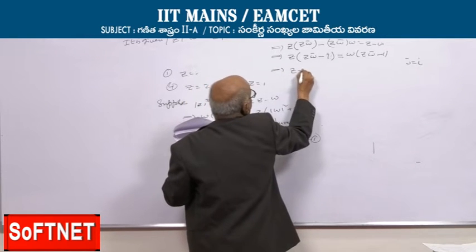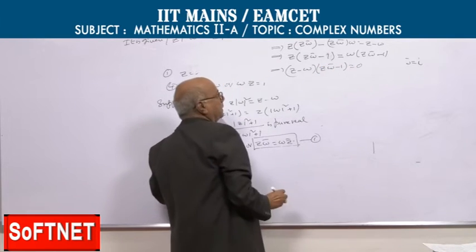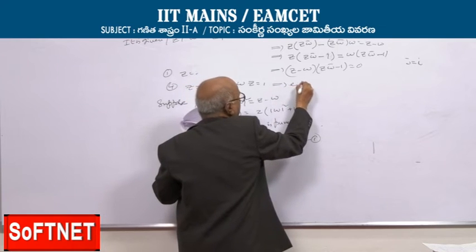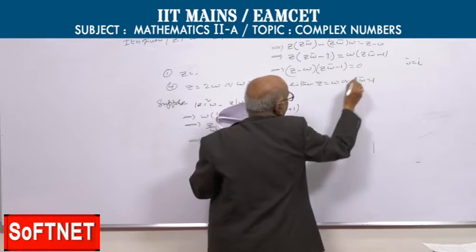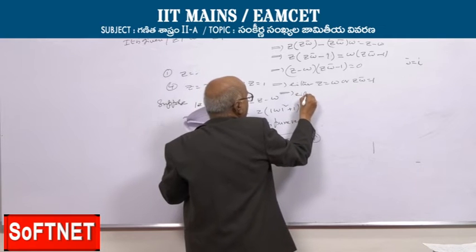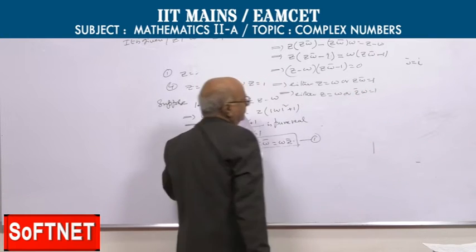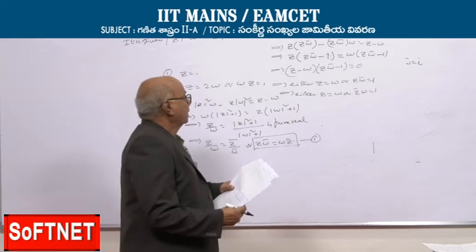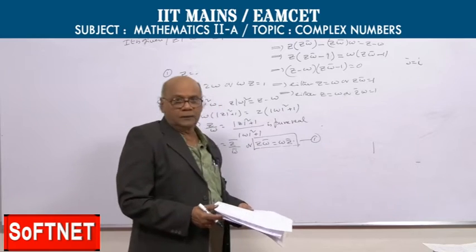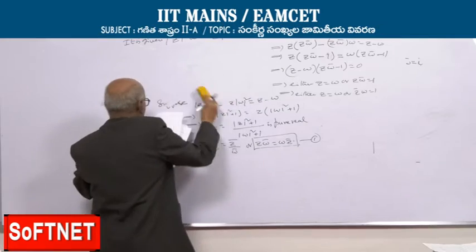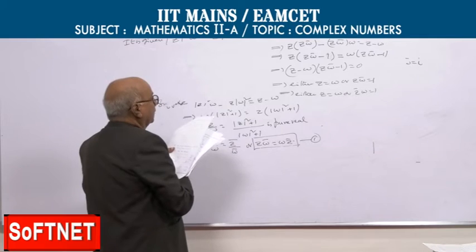that implies Z minus omega into Z omega bar minus 1 is equal to 0. So this shows that either Z is equal to omega or Z omega bar is equal to 1. So that is either Z is equal to omega or Z bar omega is equal to 1. We are taking bars on that. So that condition is satisfied if and only if either Z is equal to omega or Z bar omega is equal to 1. Right. So the correct option is number 2. Z is equal to omega or Z bar omega is equal to 1.